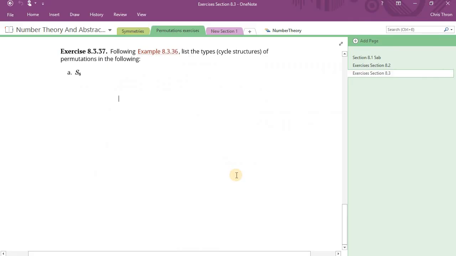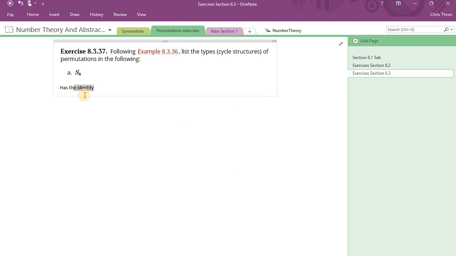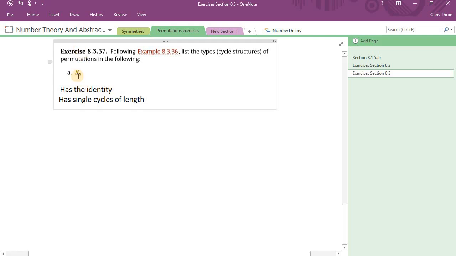Okay, so S6 has the identity. Then it has single cycles of length... Now, what's the largest possible cycle you could have? Well, because there are 6 objects, you could have a 6-cycle. 1 goes to 2, goes to 3, goes to 4, goes to 5, goes to 6, goes to 1. So 6 is the largest cycle you could have.